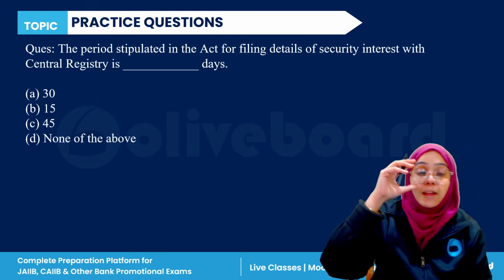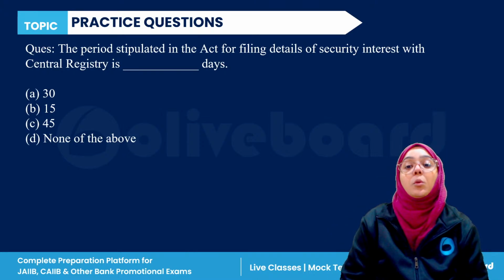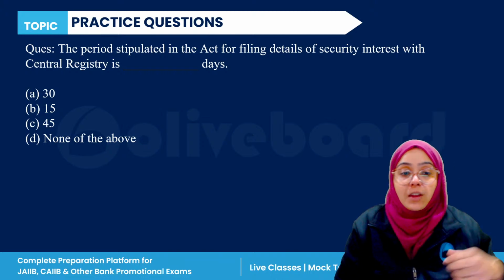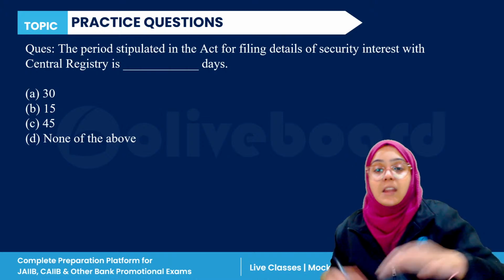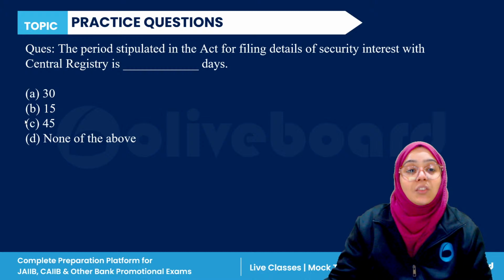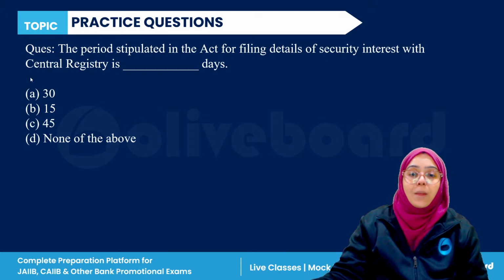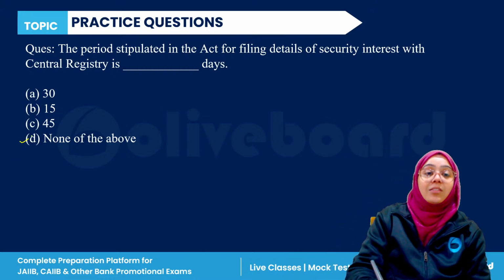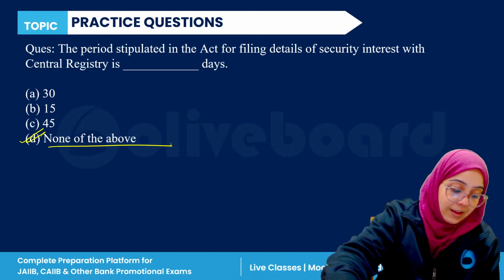Next, the period stipulated in the Act for filing details of security interest with the central registry is how many days? 30, 15, 45, or none of the above? Everyone, please answer this question. How many days here? There is nothing, none of the above is the correct answer. So D is the correct answer.